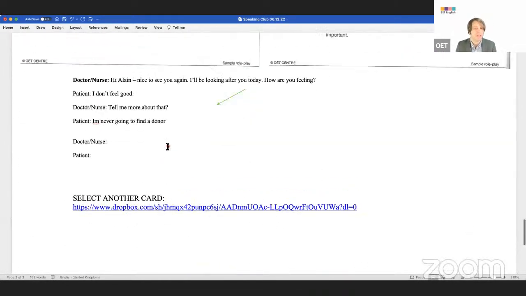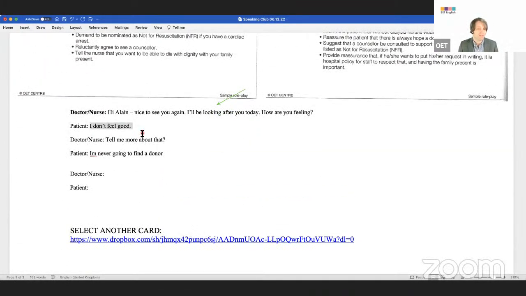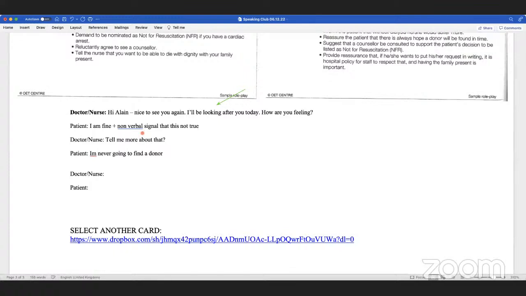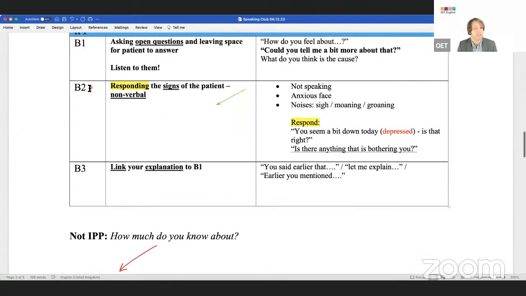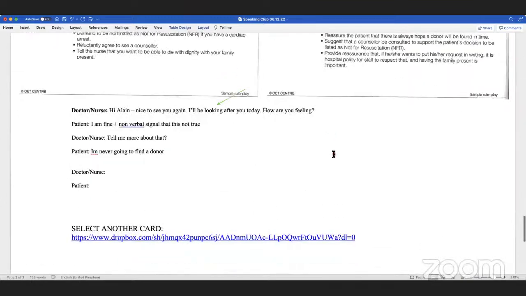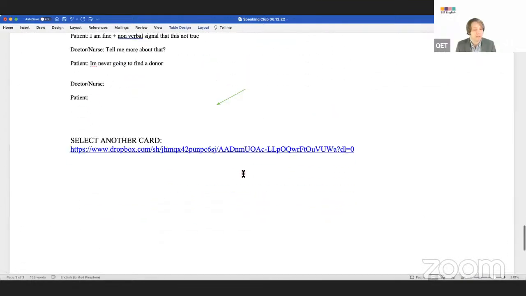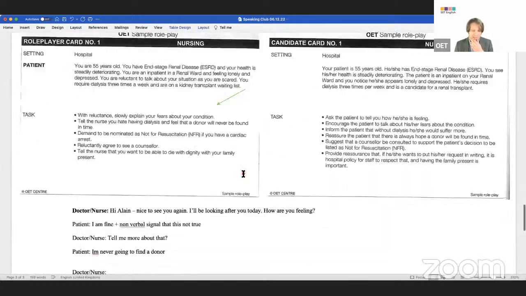But if the patient says, in my example, I am fine, plus a non-verbal signal that this is not true, what do we need then? I can see that you are a little bit down. So moving to B2, aren't we? We're moving to this kind of, you seem a bit down today. Is there anything bothering you? So it might be B1, it might be B2, guys. Sorry, in my example, I was wrong there. And Bianca was saying that yesterday.